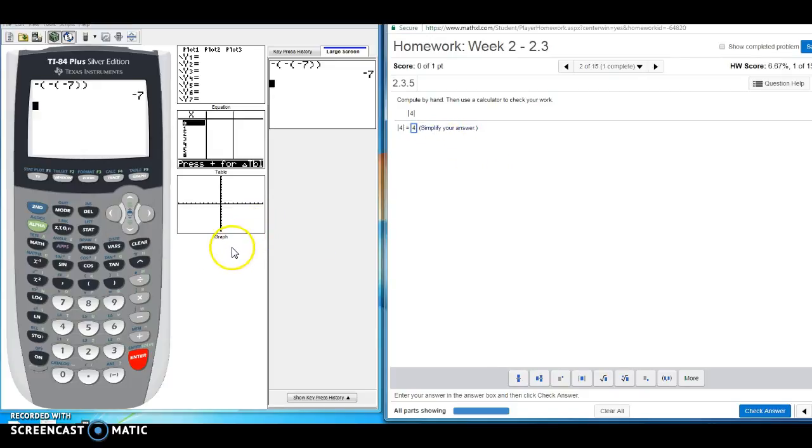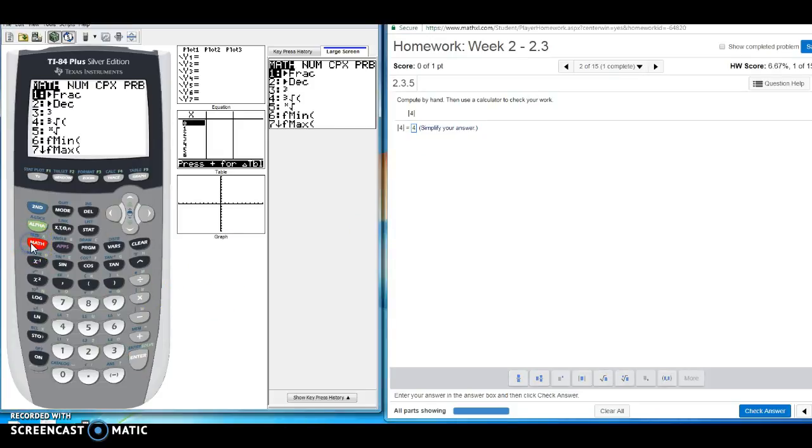To check that on the calculator, I need to use the absolute value function. I'm going to type the math button, and then I'm going to go over to N or numerical. I want to do something with a number, and the very first one is abs. That's shorthand for absolute value, and hit enter. You'll see that absolute value is up on the screen. I hit 4, and then I hit enter, and you'll see my final answer is 4.